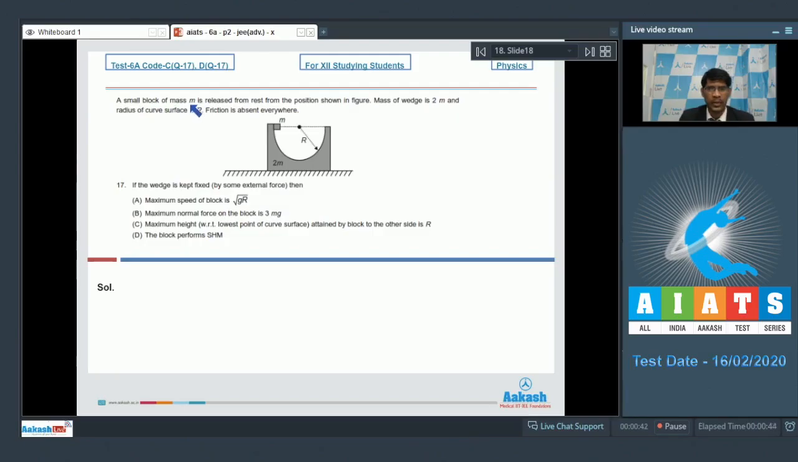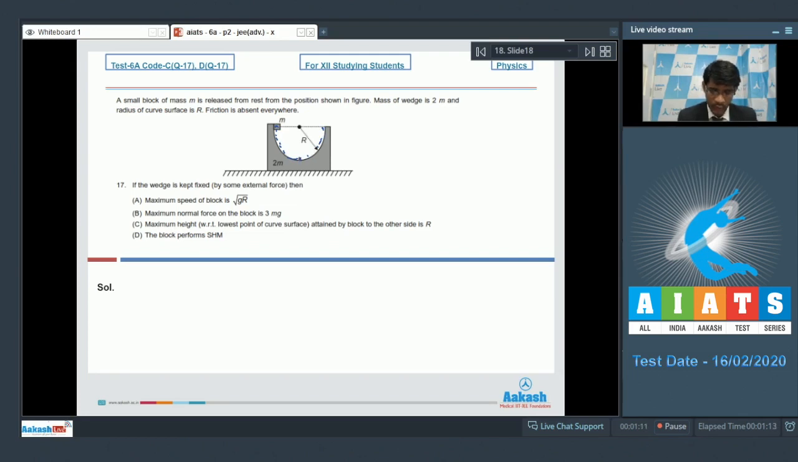A small block of mass m is released from rest from the position shown in the figure. Mass of wedge is 2m and radius of curved surface is r. Friction is absent everywhere. For question number 17, if the wedge is kept fixed by some external force, then this small block will be moving along this direction. It will reach the maximum speed here and again reach this much height on the other side.